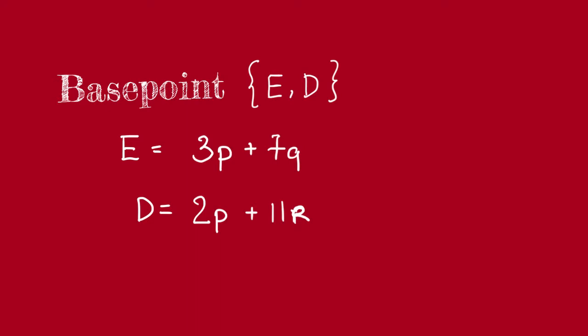Well, I'll just define base point of a collection of divisors in general. So if we have a collection of divisors, we'll define a base point of it to be a point that lies in the support of all of the divisors. For example, here I have two divisors, E and D. Then a base point of this would be P, because P lies in the support of both E and D.